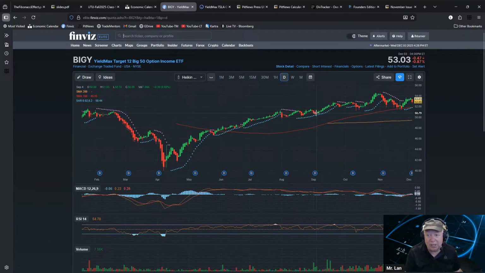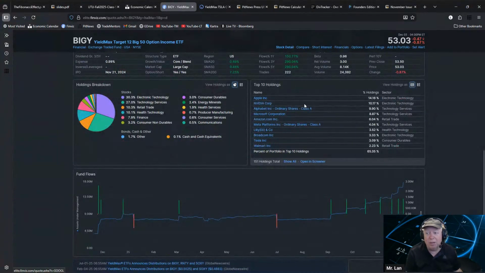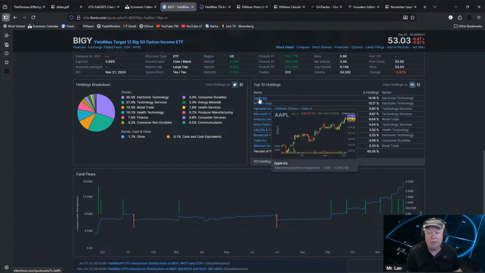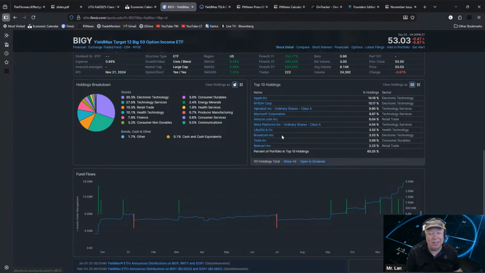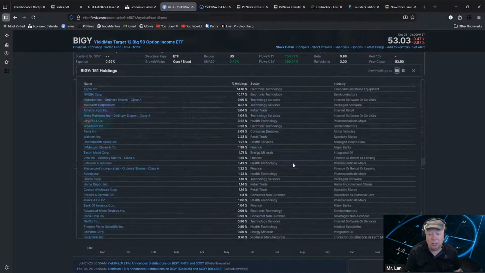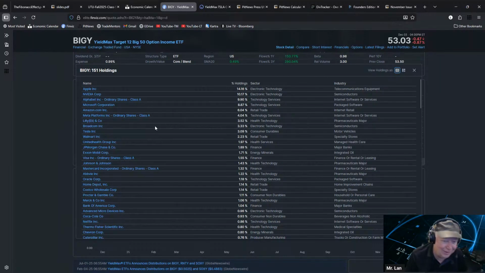Biggie, what does Biggie invest in? Well, it's the great big companies. So big companies, top 10 holdings: Apple, Nvidia, Alphabet, Microsoft, Amazon. It's kind of like the Mag 7, if you ask me. It's kind of almost a reproduction of the Mag 7. I wish they would not do that too. I should start my own company. I wish they wouldn't just go in and do the Mag 7.